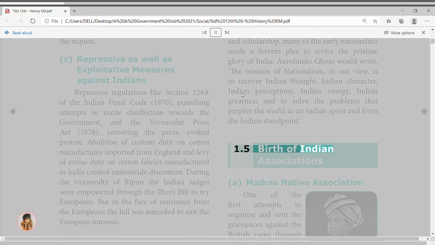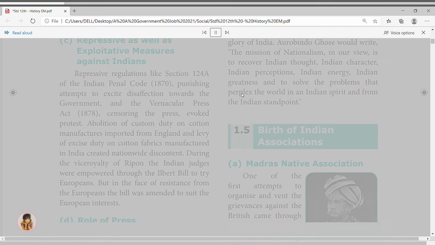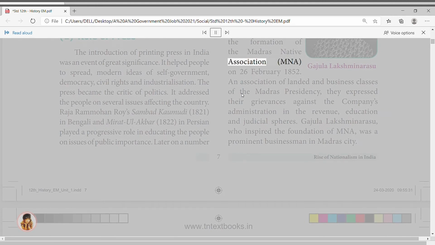1.5 Birth of Indian Associations. A. Madras Native Association. One of the first attempts to organize and vent the grievances against the British came through the formation of the Madras Native Association, MNA, on February 26, 1852. An association of landed and business classes of the Madras Presidency, they expressed their grievances against the company's administration in the revenue, education and judicial spheres.